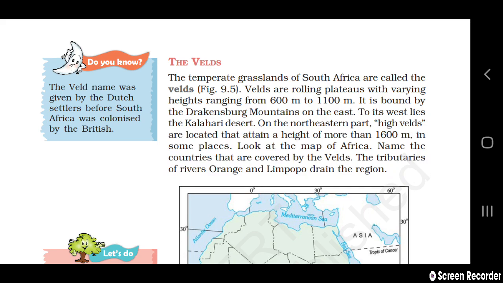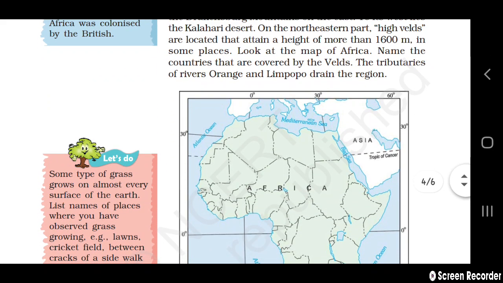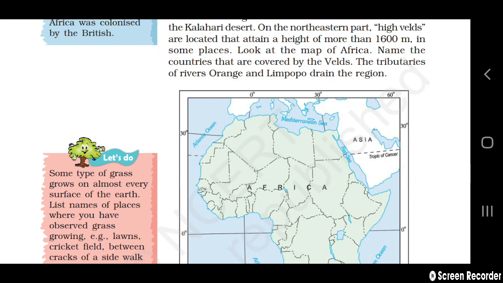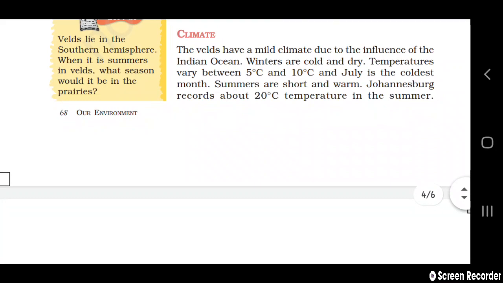You learned now about the tropical grassland. Now let us come to another topic. Looking at the map, name some of the countries that are covered by the Veld, the tributaries and the rivers. The Orange and Limpopo rivers drain the region. Next, the climate of the Veld.